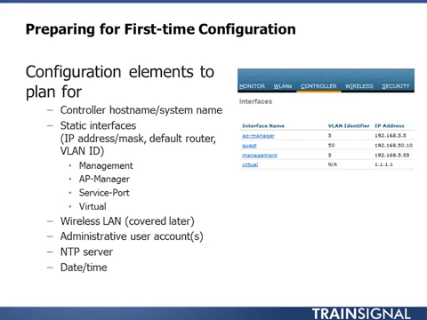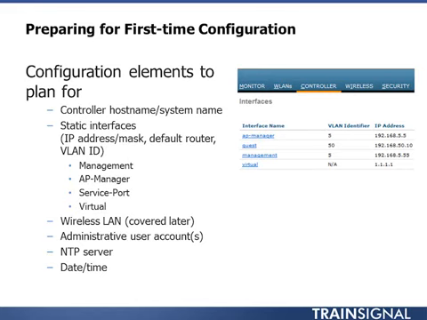So some of the things you want to think about when you're getting ready to configure your wireless LAN controller. So that nice shiny box that you can't wait to get your hands on and configure. Think about these things first. In addition to your static interfaces, where you need to assign IP addresses, masks, default routers, and VLAN IDs, and I just told you to make sure your management and your AP manager are on the same subnet. So think about how you're going to configure those static interfaces. You'll need a controller host name and system ID.